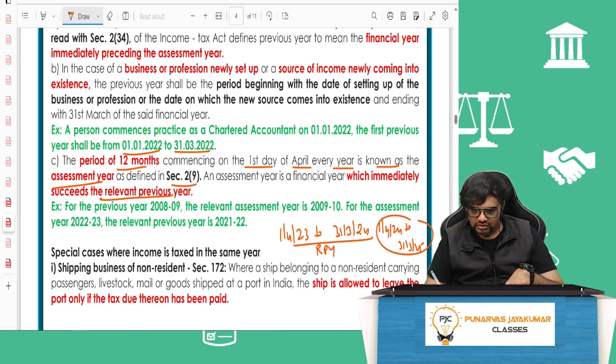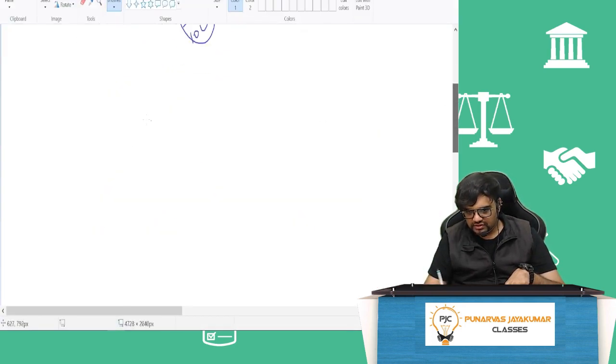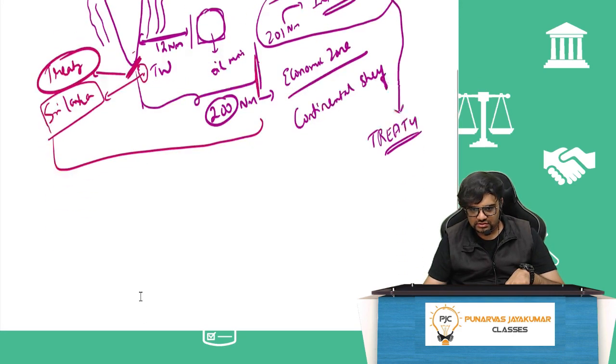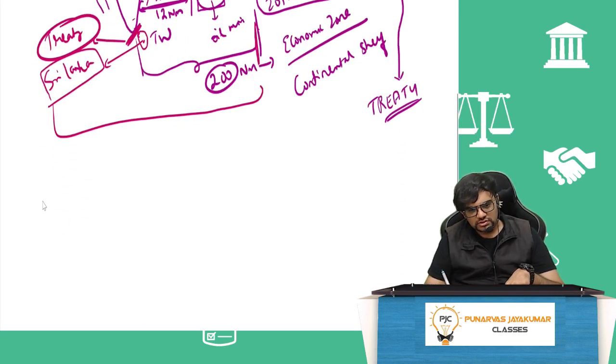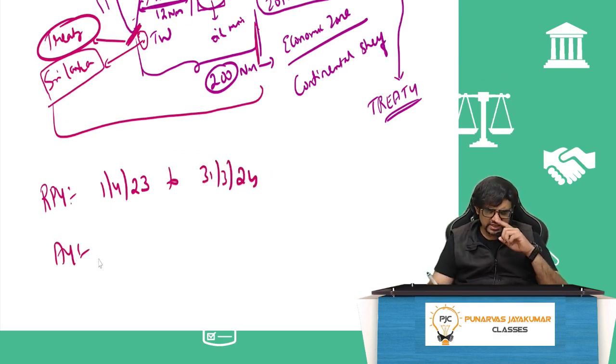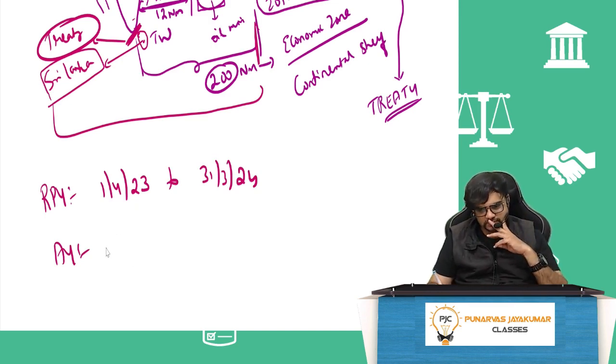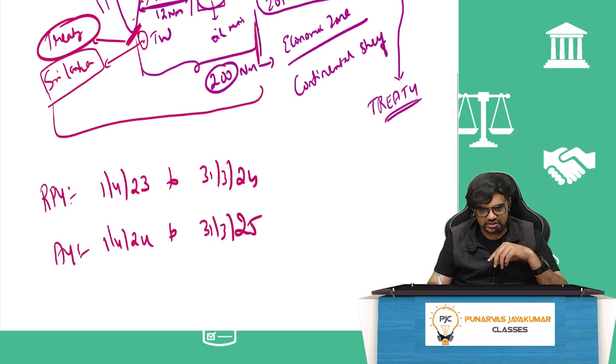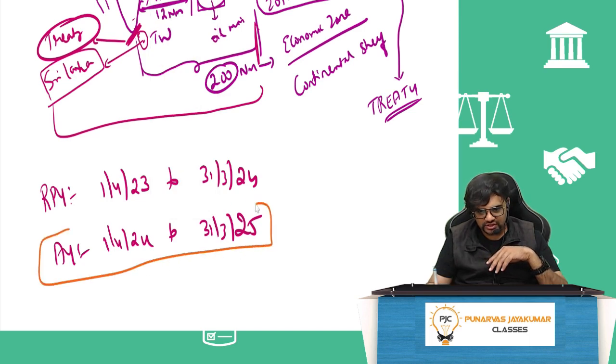So for the relevant previous year, it would be 1st April 23 to 31st March 24. And the assessment year would be the year succeeding the previous year, 1st April 24 to 31st March 25. So my question to you is, when is the tax happening? It is taxed in the assessment year only actually.